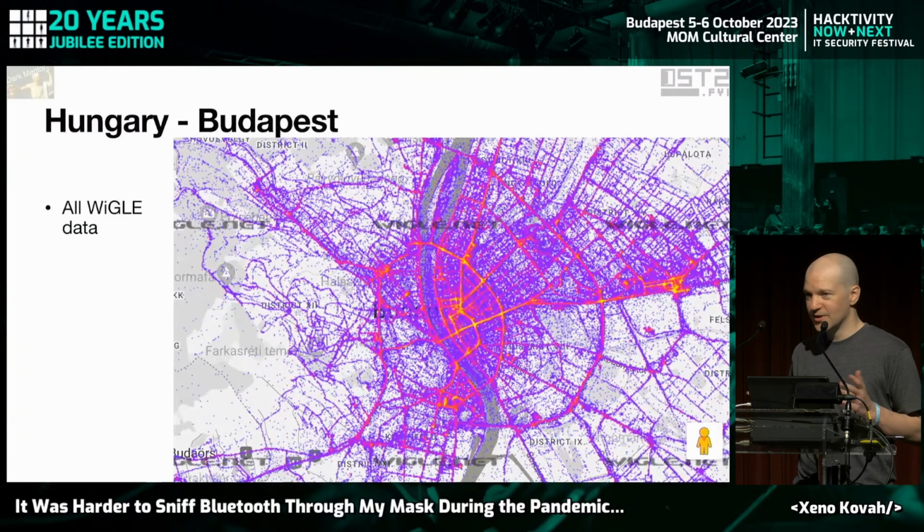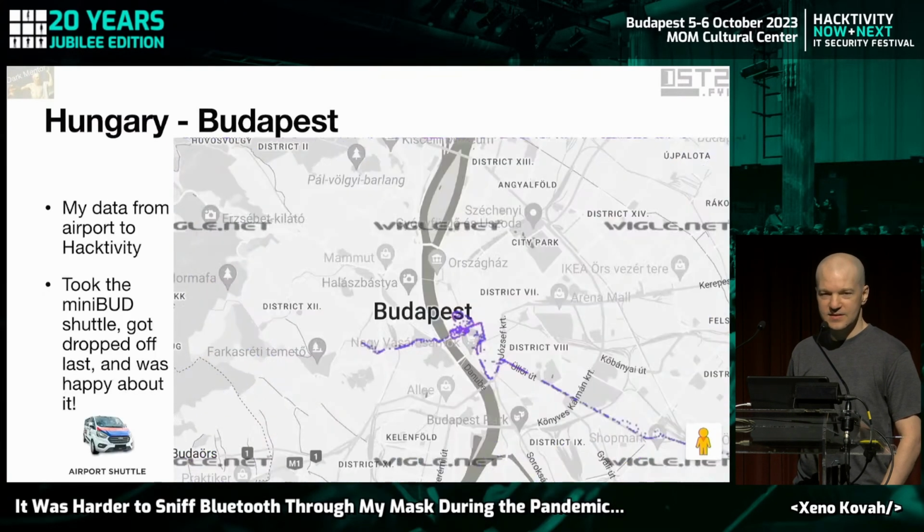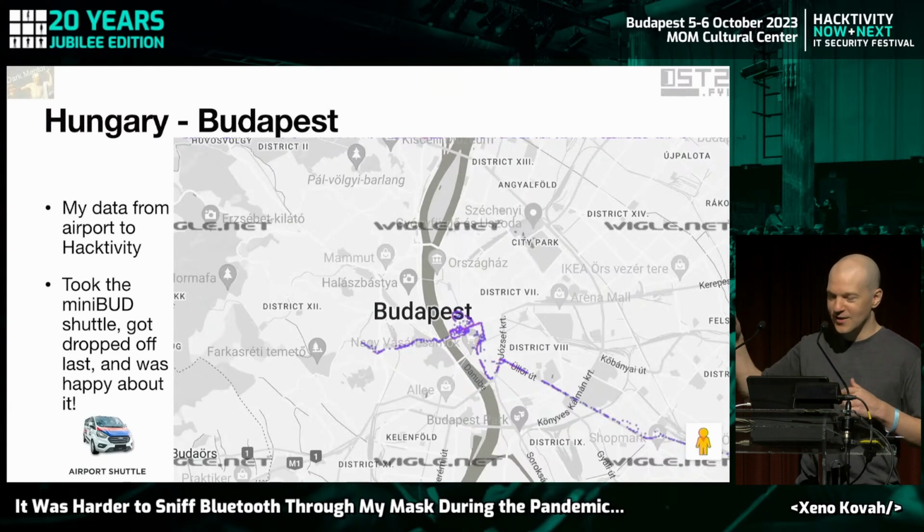But let's take something a little bit more near and dear to some of your hearts. So this is all the Wiggle data for Bluetooth, for Budapest. And this is specifically the data for my trip from the airport here to the conference. And so I took the Minibud airport shuttle and was really happy about it because they actually dropped me off last. Now see, Bluetooth changing will change your life. I used to hate being stuck in traffic, now I love it. I used to hate being in conference crowds, now I love it because I'm always getting so much Bluetooth data and it's great. And so I was great, drive me all around downtown and I'll collect all sorts of information.